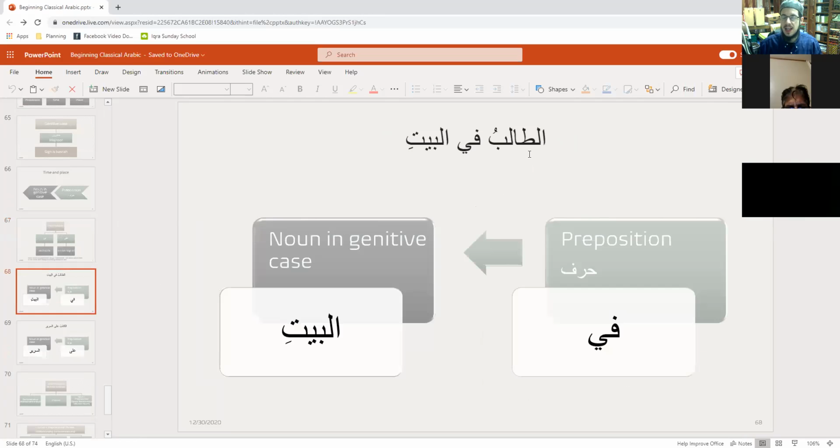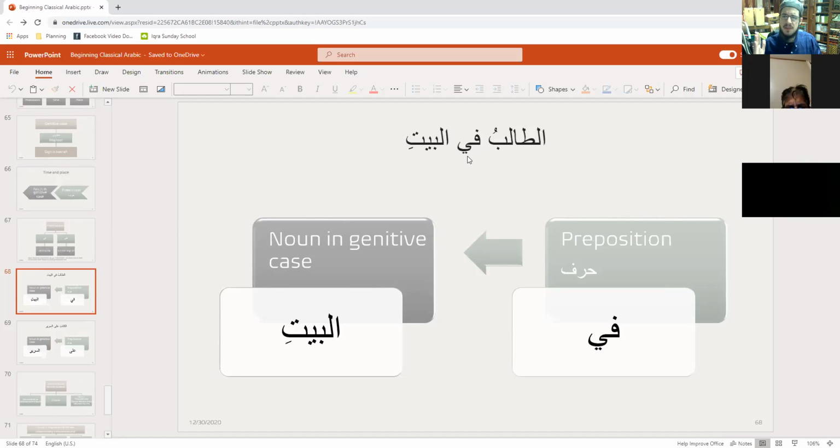And so our examples, al-talibu fil bayti. Notice how al-talibu is the mubtada, fil bayti is the khabar. And the fact that this fi is here is going to change the ending of the noun that comes after it. It's not al-baytu, it has to be al-bayti because of the fi.